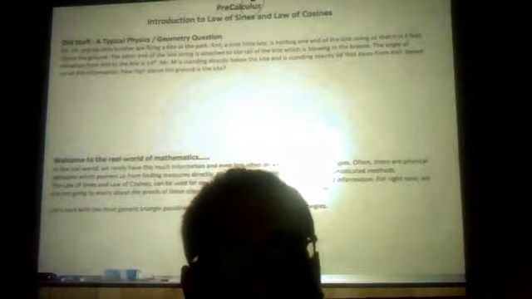So the worksheet that you should have is the Introduction to the Law of Sines and the Law of Cosines worksheet. This is what it looks like. It talks about my little brother and me. Cool.